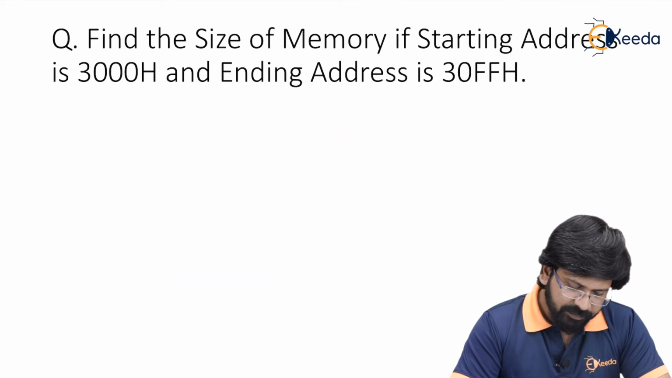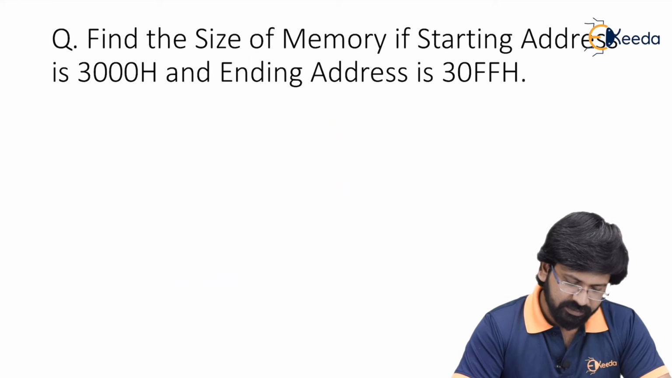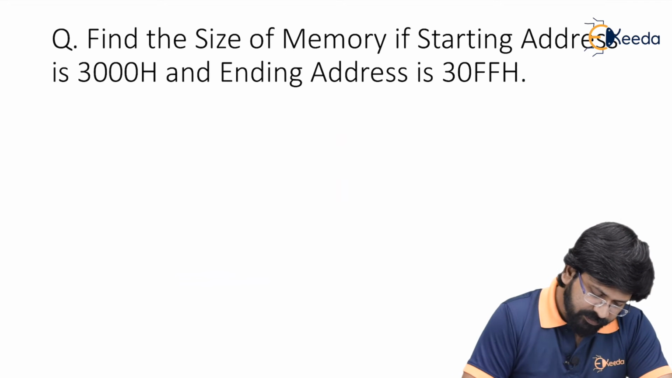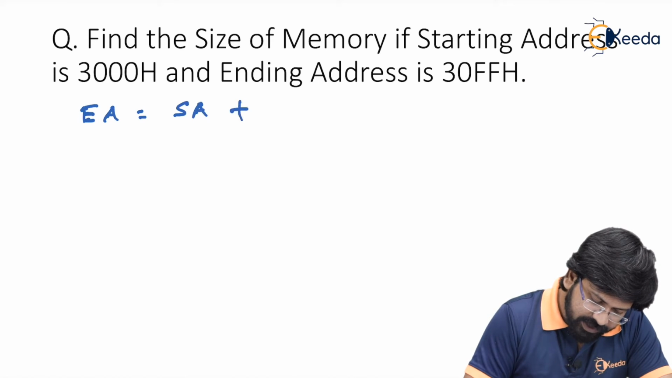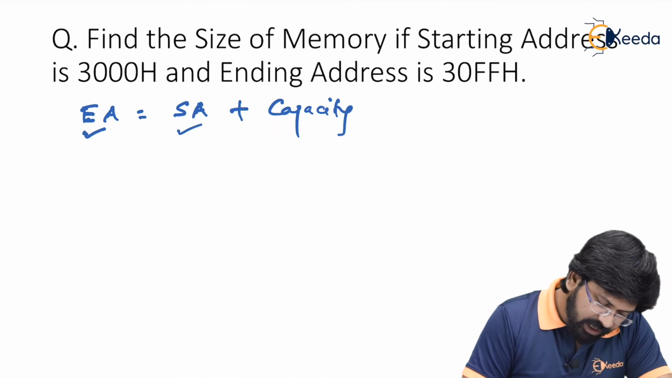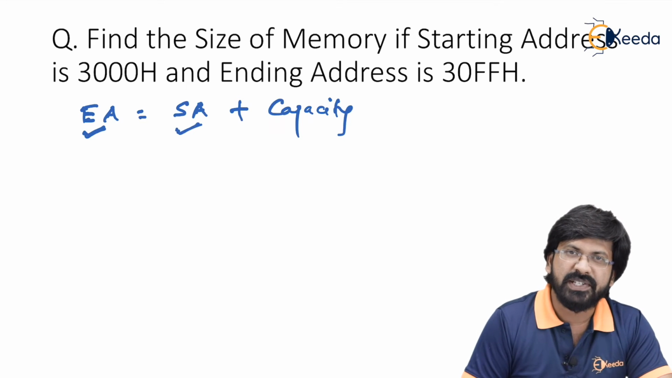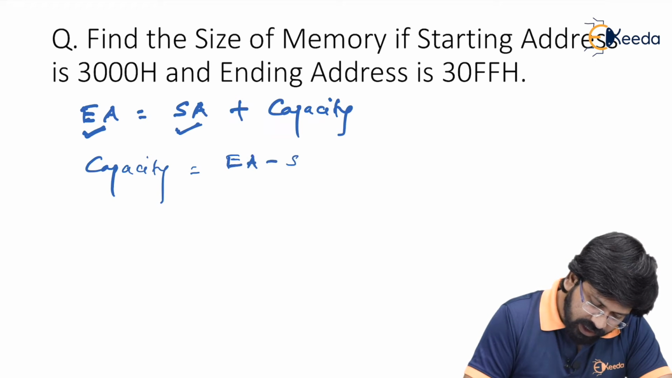Find the size of memory if starting address is 3000 hex and the ending address is 30FF hex. Let's study how to do this. Ending address is equal to starting address plus capacity. This we know very well. Ending address as well as starting address, both are known to us, so we can calculate capacity. Therefore, I can say capacity is equal to ending address minus starting address.